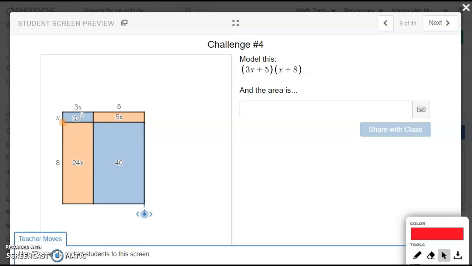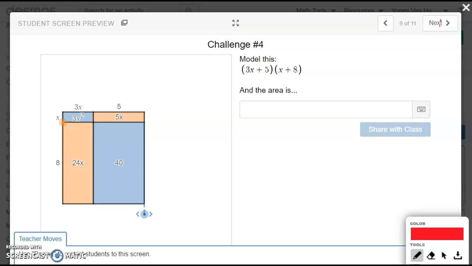Okay, so now we have x plus 8 multiplied by 3x plus 5. And the area is, what is the area? This is the area as a product, and the area as a sum is going to be the sum of all these little rectangles, including, I need to make sure I combine the like terms. So I have 3x squared, and I have 5x plus 24x. How many x's do I have now? That's 29x. And then plus 40. And that's my final answer.